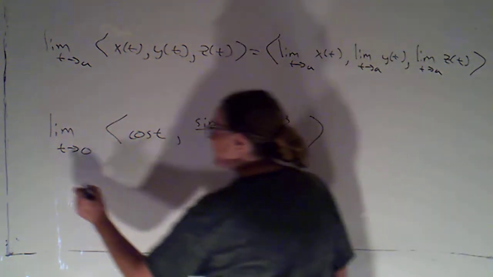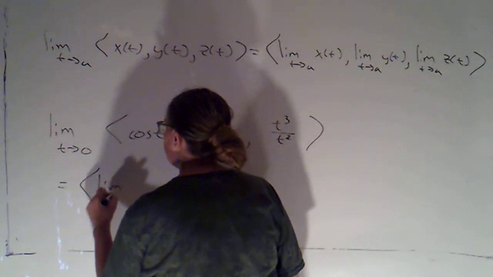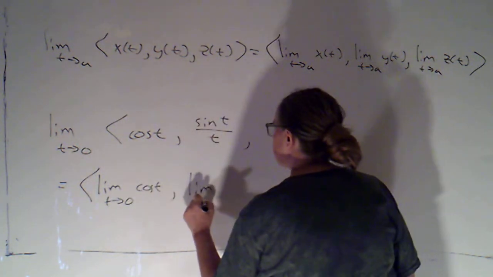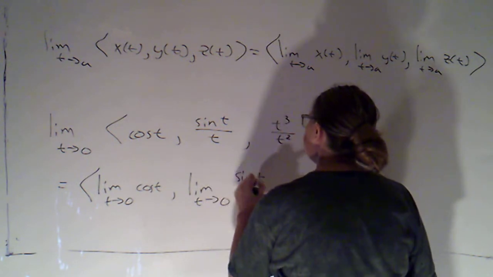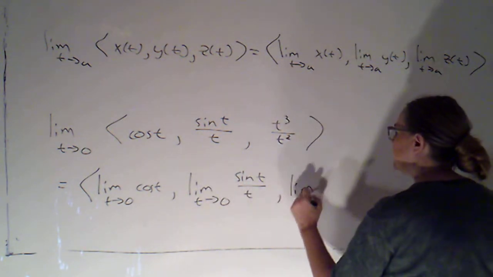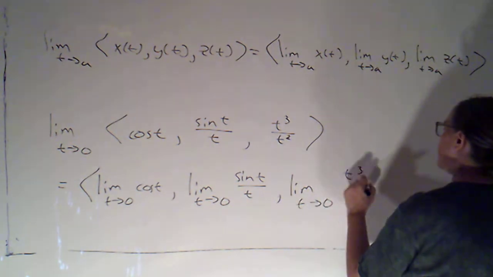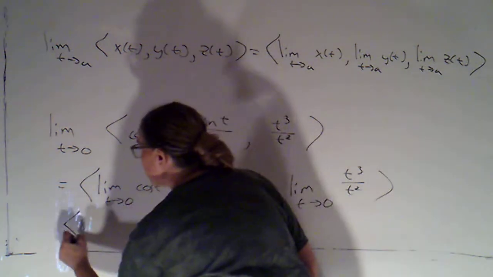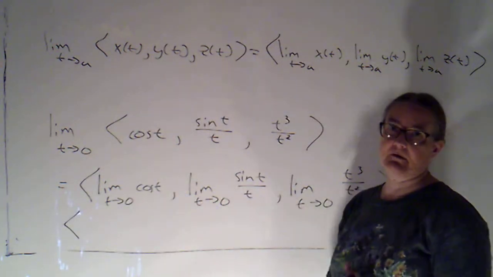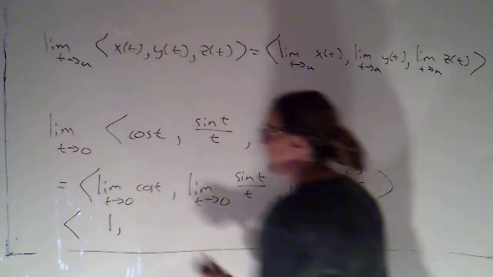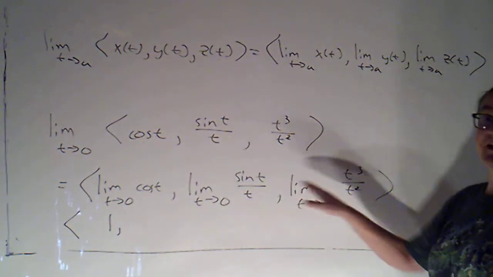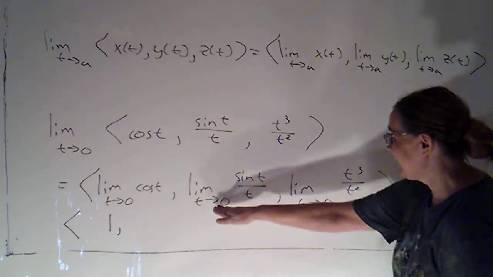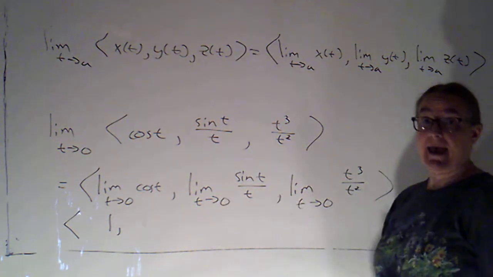Okay, so this would simply be the limit as t goes to 0 of cosine of t, the limit as t goes to 0 of sine t over t, and then the limit as t goes to 0 of t cubed over t squared. Now, this first limit I would evaluate by simply plugging in 0. Cosine of 0 is going to give me 1. These next 2 limits I can't evaluate by plugging in 0, but I've got a couple of options. I might remember that this limit is 1. If I just remember that, I can say, oh, it's 1.